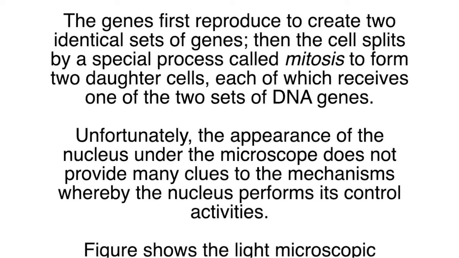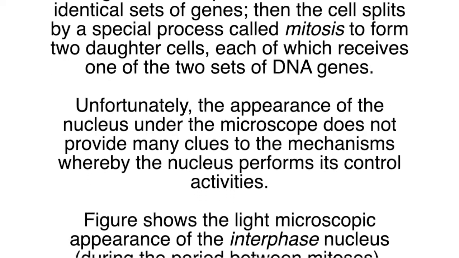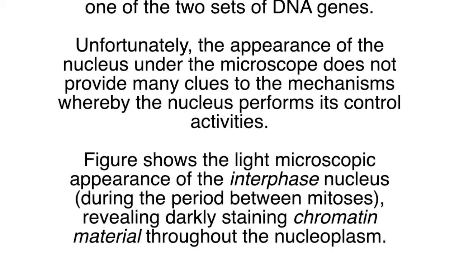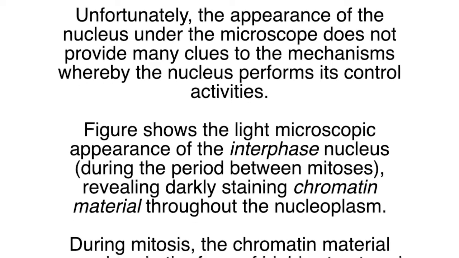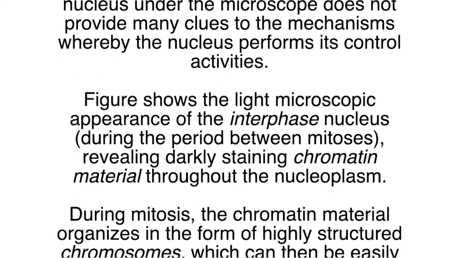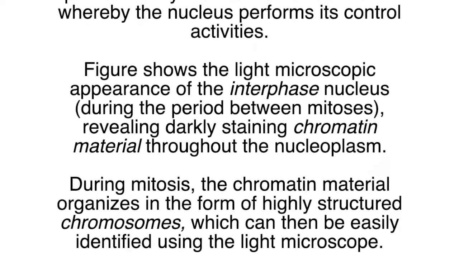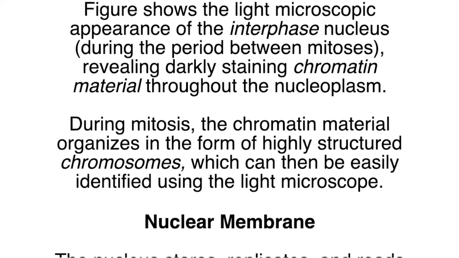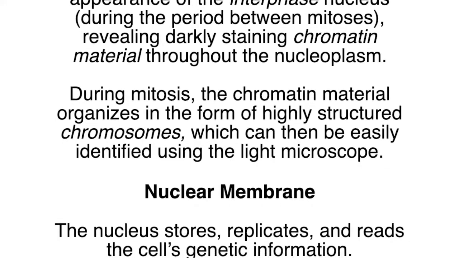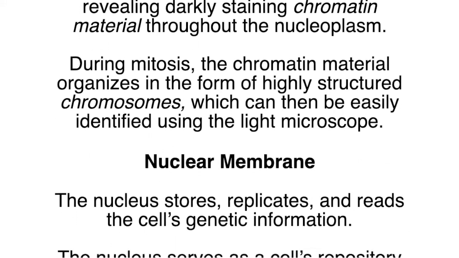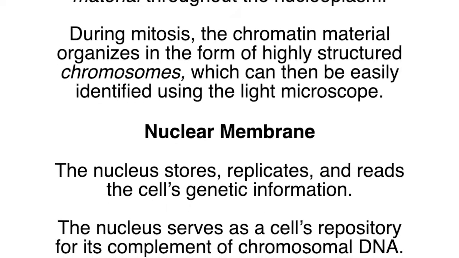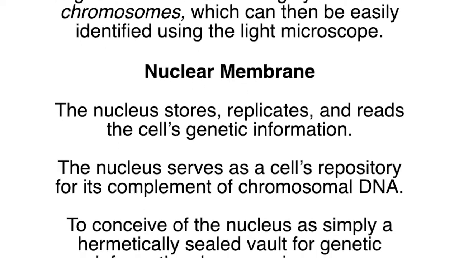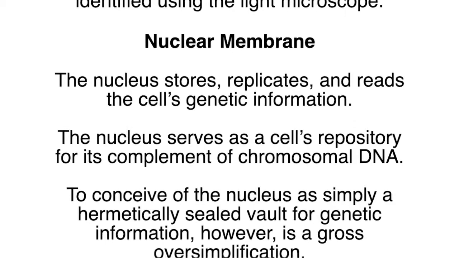Unfortunately, the appearance of the nucleus under the microscope does not provide many clues to the mechanisms whereby the nucleus performs its control activities. The figure shows the light microscopic appearance of the interphase nucleus during the period between the mitoses, revealing darkly staining chromatin material throughout the nucleoplasm. During mitosis, the chromatin material organizes in the form of highly structured chromosomes, which can then be easily identified using the light microscope. Nuclear membrane.